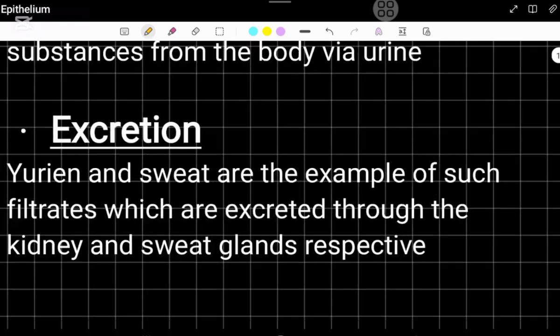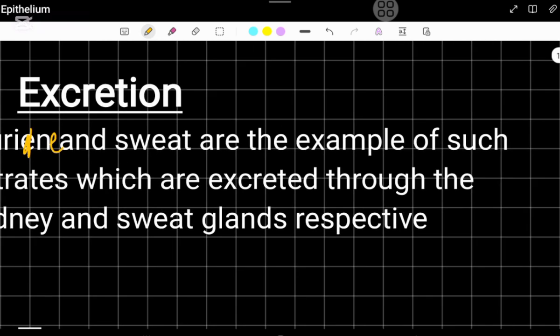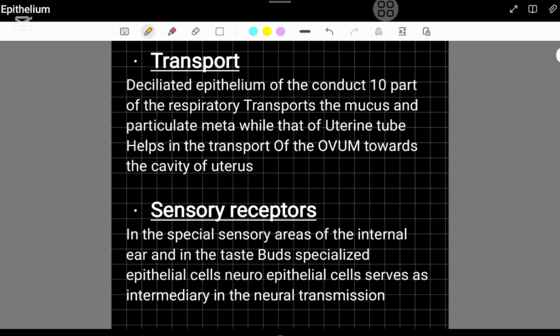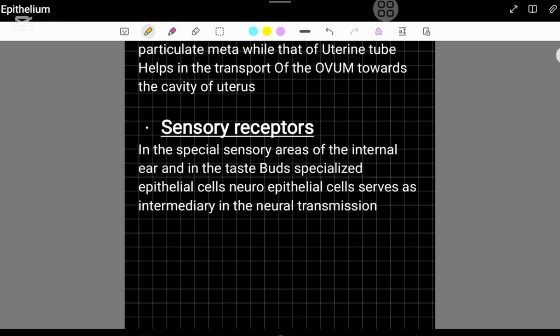Urine and sweat are examples of such filtrates. Then in transport, the cilia, a modification of the apical surface, help in the transport, and there are the sensory receptors on the neuroepithelial cells as well.